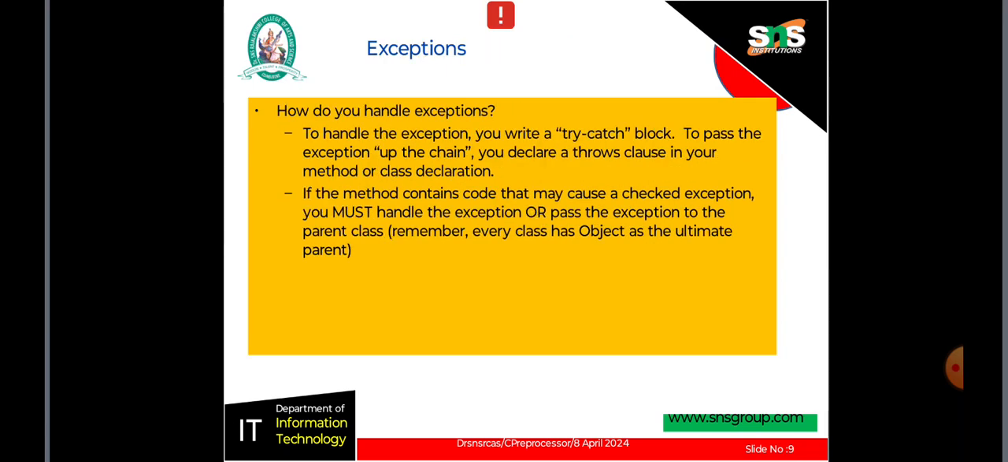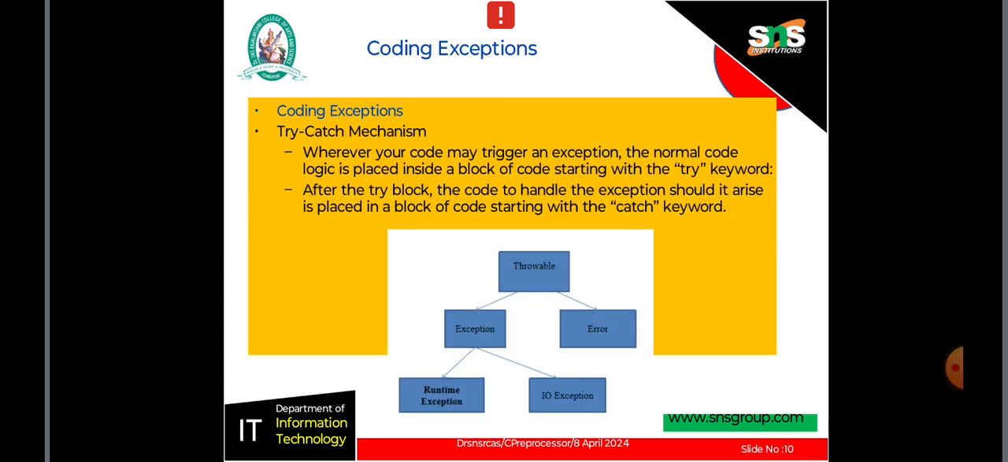How do you handle exceptions? To handle exceptions, you can write a try catch block. To pass the exception up the chain, you declare a throws clause in your method declaration. If the method contains code that may cause a checked exception, you must handle the exception.